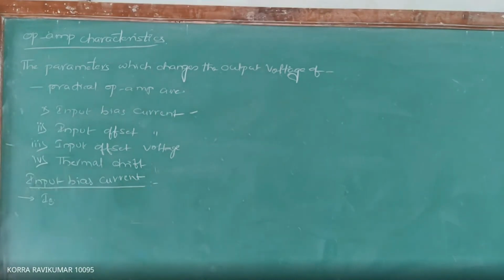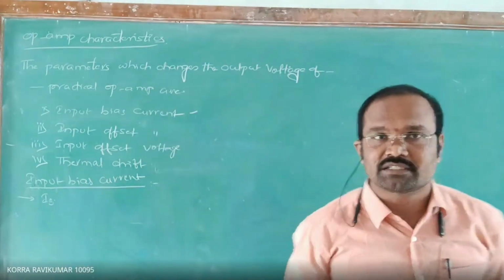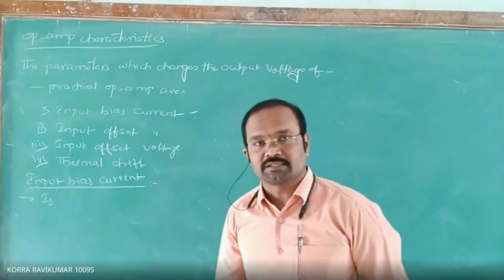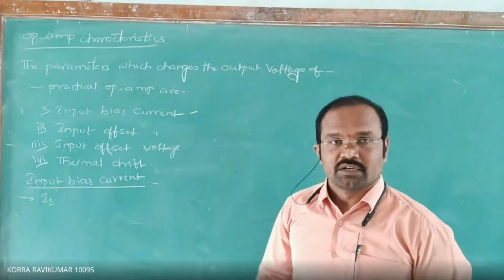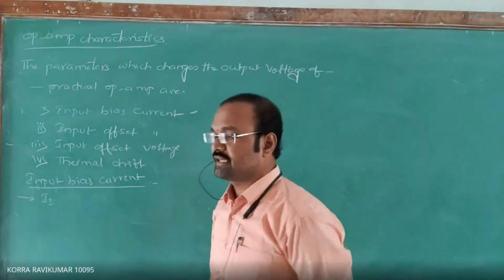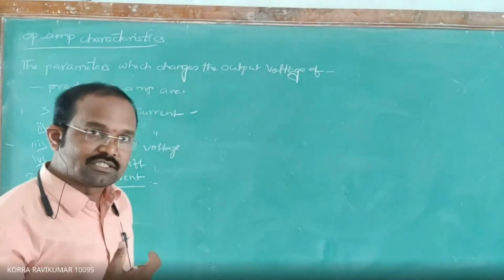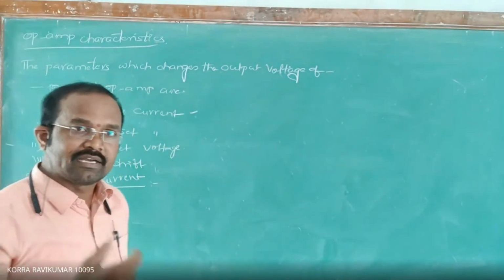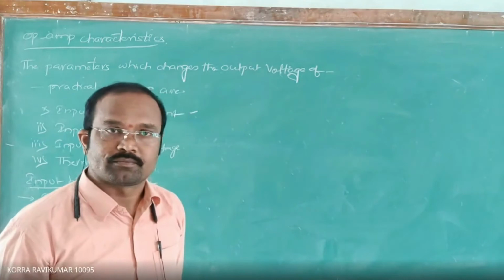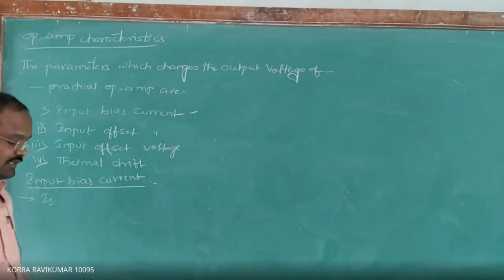And what is the definition of input bias current? Input bias current can be defined as the average of the inverting current and non-inverting current which are flowing into the op amp. The average of the current at the inverting terminal and the current at the non-inverting terminal flowing into the op amp is called input bias current. Write the definition.